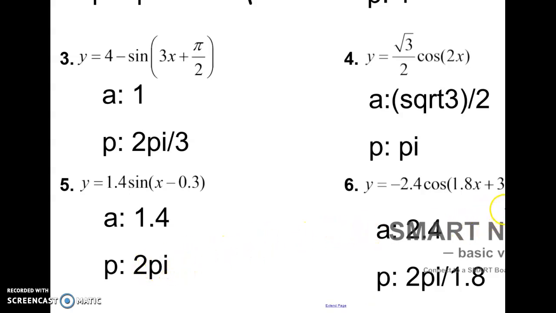And the last one, number 6. 2.4 is the amplitude, and the b value is 1.8. So you take 2 pi, divide it by 1.8. You could find the decimal value of that, or just leave it as 2 pi over 1.8.